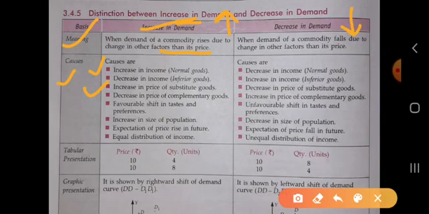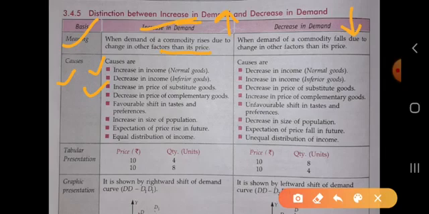We have taken the example of tea or coffee. When the price of the substitute good increases, the curve will shift to the rightward. Decrease in the price of the complementary good. We have taken the example of a car and petrol. So when the price of the complementary good decreases, we will shift to the rightward.